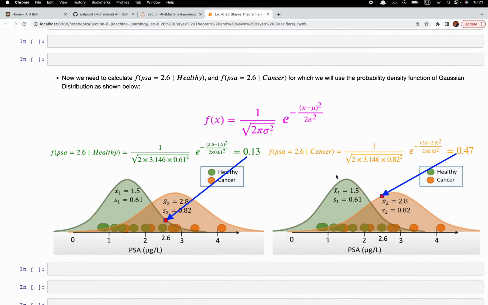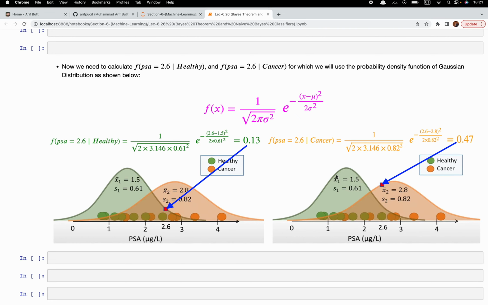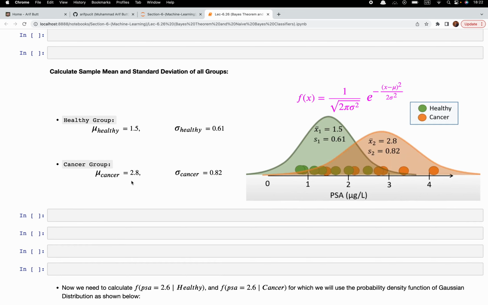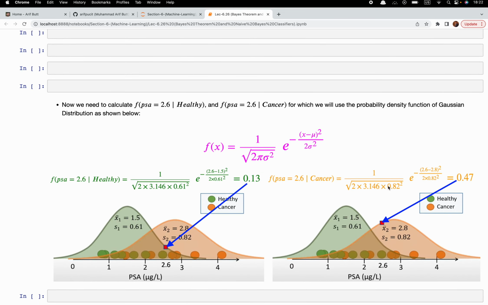And my dear students, now in order to predict whether a person with PSA level of 2.6 is healthy or cancerous, we just need to plug in x equal to 2.6 in this formula along with the mean of 1.5 and standard deviation of 0.61, and we get 0.13. And if we plug in the values for the cancer group, that is 2.8 and 0.82, in this formula, we will get 0.47. And this is graphically represented in these two graphs for better understanding.